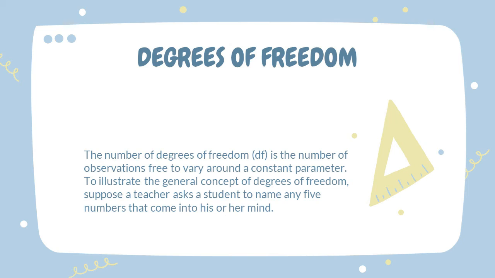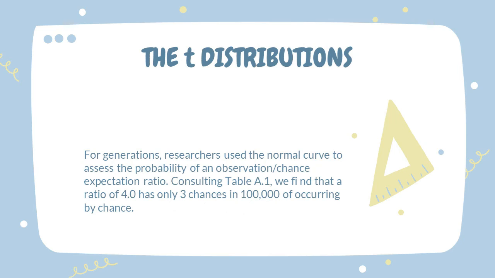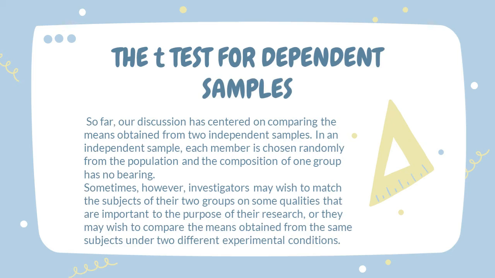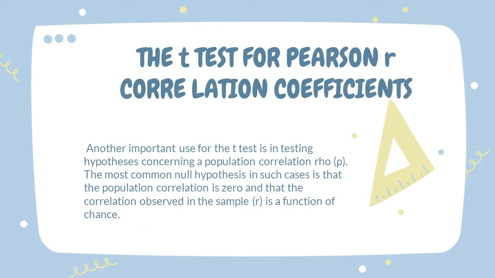The t distributions. For generations, researchers used the normal curve to assess the probability of an observation or chance expectation ratio. The t-test for dependent samples. So far, our discussion has centered on comparing the means obtained from two independent samples. In an independent sample, each member is chosen randomly from the population and the composition of one group has no bearing on the other.